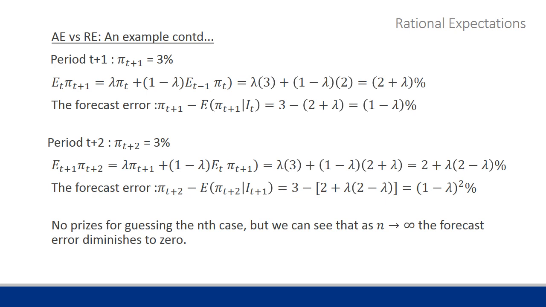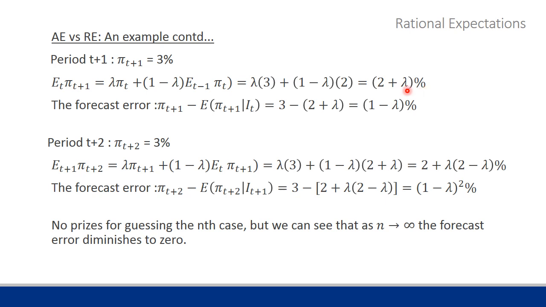In the next period, it's a little more complicated. Our expectation of pi t plus 1 is lambda times the previous period plus 1 minus lambda times the expectation of the previous period. The previous period was 3, that's lambda times 3. The expectation of inflation in that period was 2, with 1 minus lambda times 2. We simplify these two terms, we get 2 plus lambda percent.